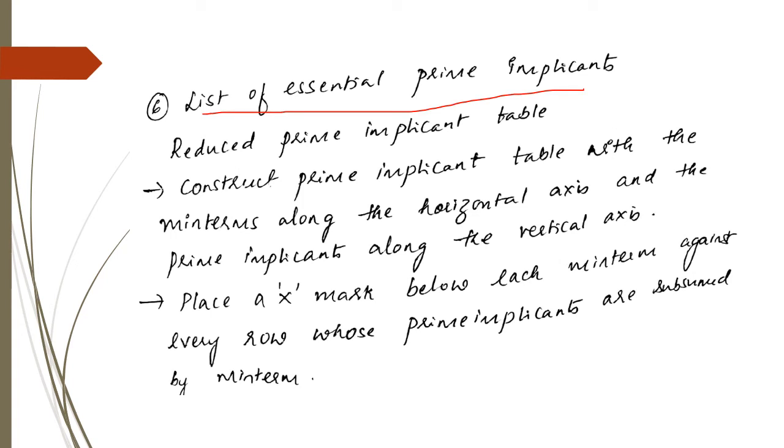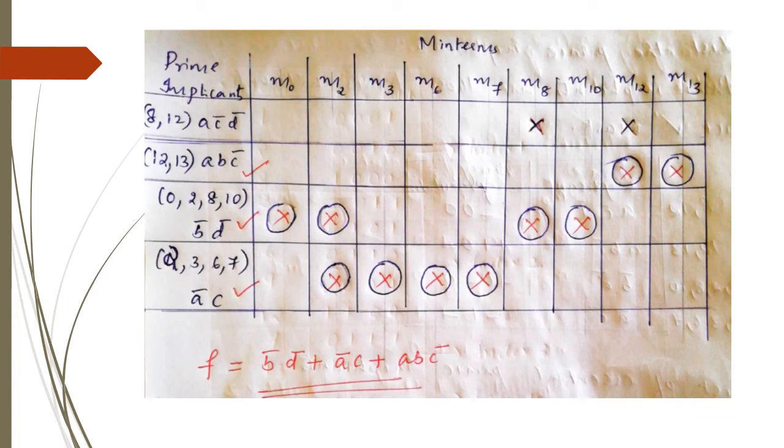For this you have to construct a prime implicant table with the min terms along the horizontal axis and prime implicants along the vertical axis, and you have to place the cross mark below each min term against each row. Okay, so this is how we have to do it. You list the prime implicants column wise, and min terms along the row wise. So these are the min terms which we have.